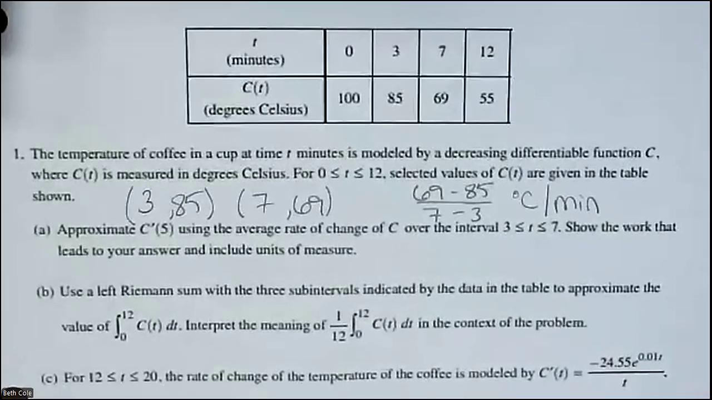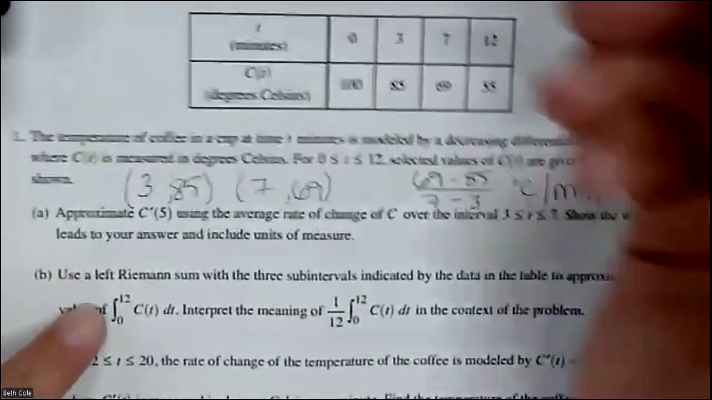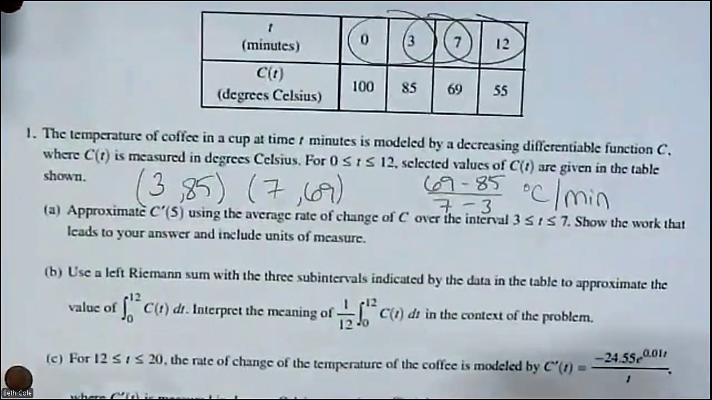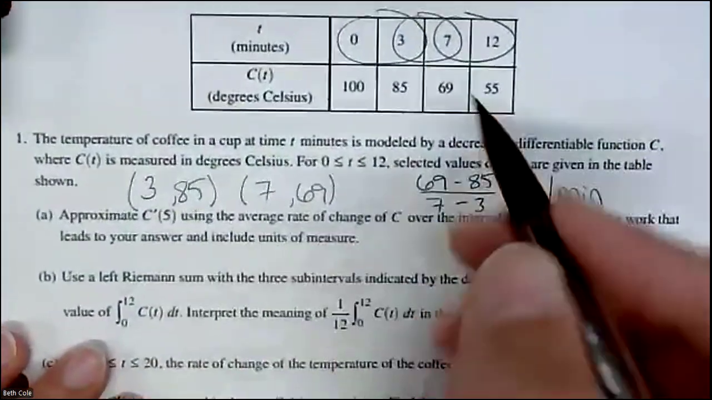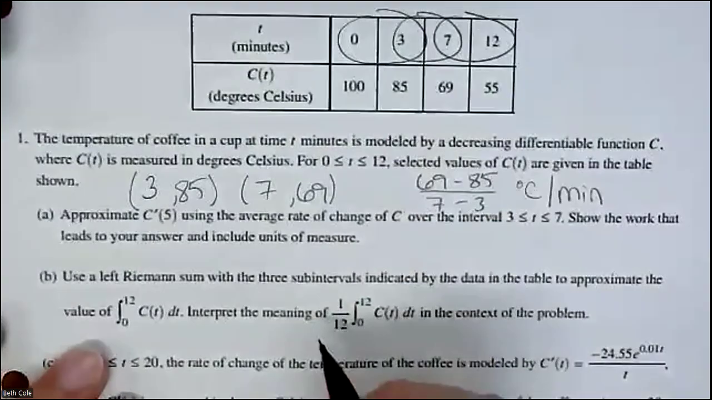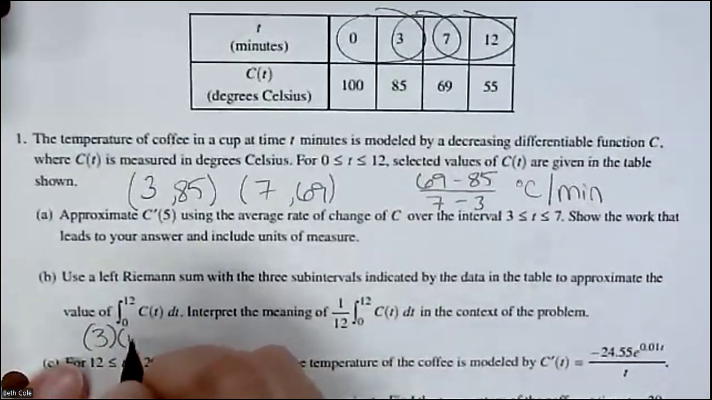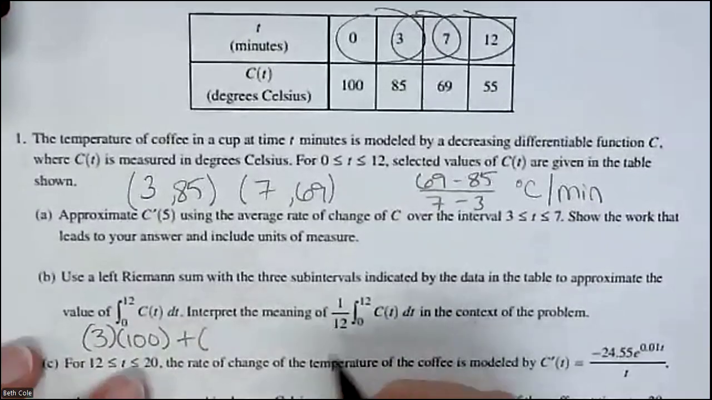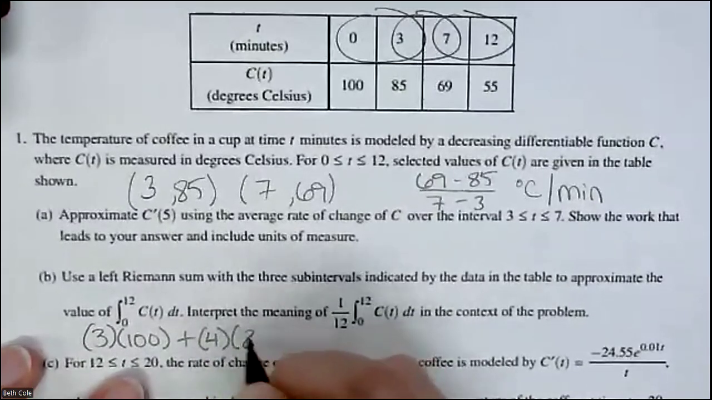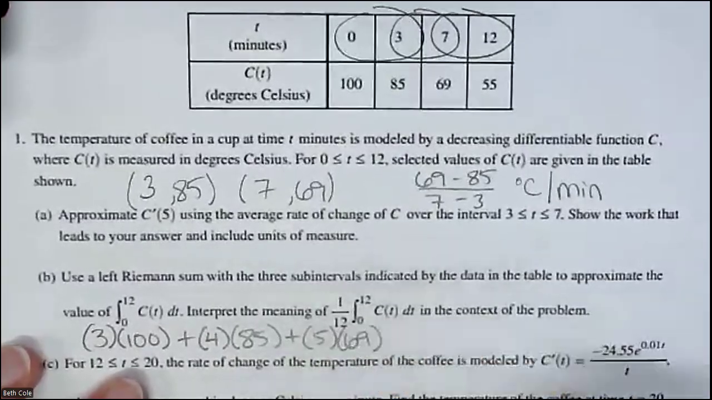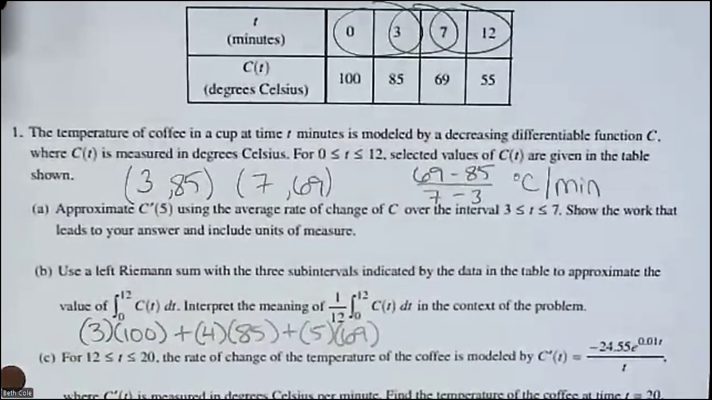You can find that. All right, use a left Riemann sum with the 3 sub-intervals. I'm going to go ahead and circle them. And I'm not even going to read any further. Let's go ahead and get our Riemann sum. What's the length of your first sub-interval? Good. 3. And then the number on the left, 100. Good. Plus 4 times 85 and then 5 times 69. Pretty sure that's worth 2, but hold on.